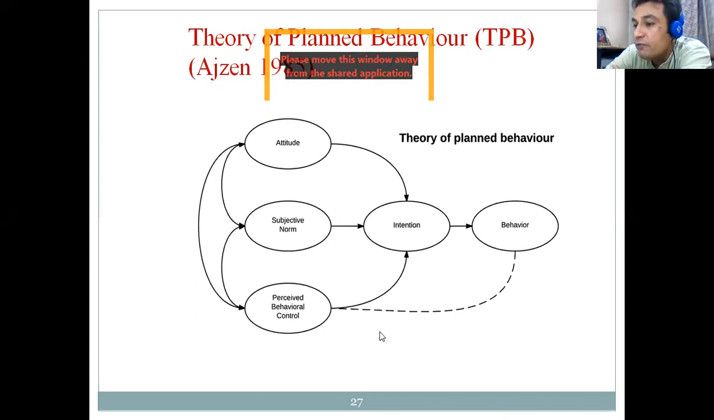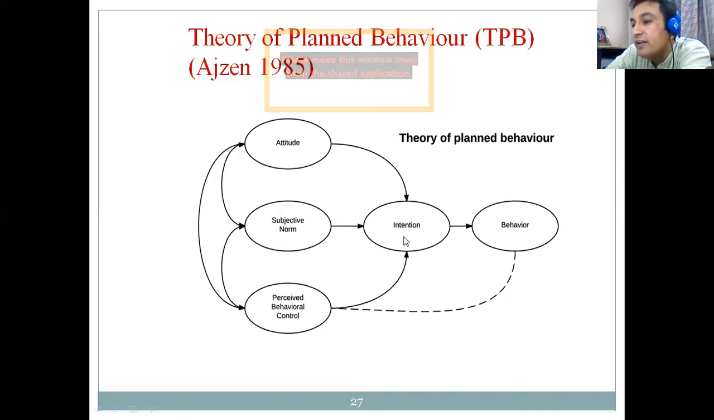attitude, subjective norms, and perceived behavioral control are going to affect the intentions. So they all are going to affect the intentions here. And this intention is going to proceed with the behavior. So let me give you an idea of how we work with the structural equation model. I will take attitude, subjective norm, and behavioral control as my exogenous variables.